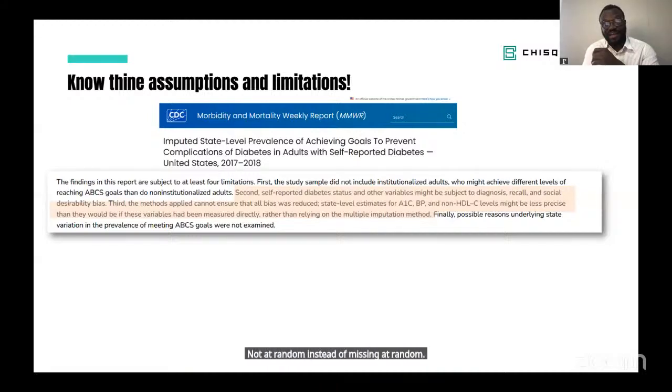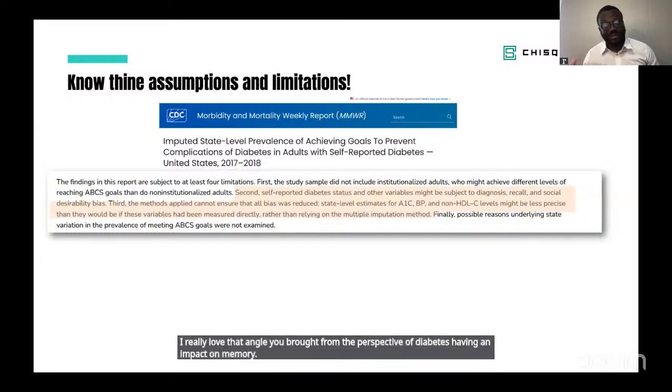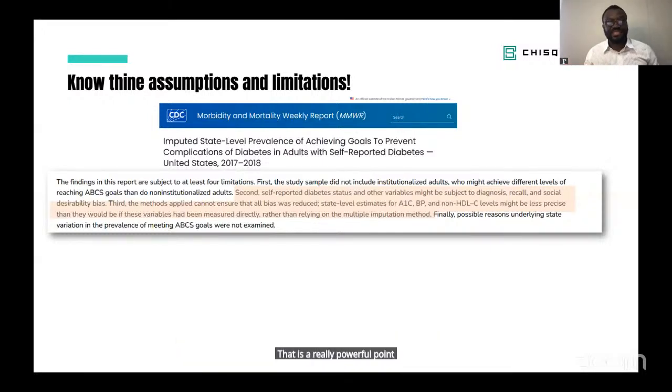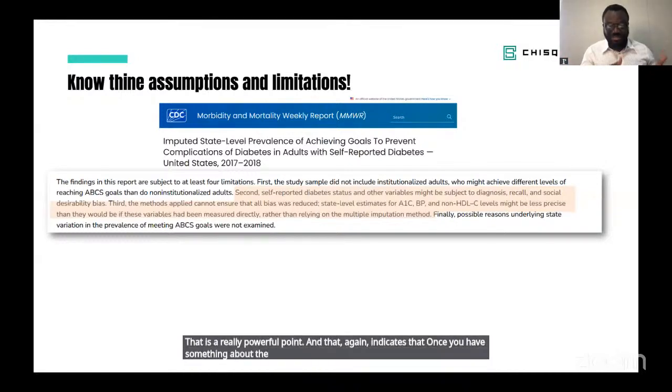I really love that angle you brought from the perspective of diabetes having an impact on memory. That is a really powerful point. And that again indicates that once you have something about the question contributing to missingness, well, it's no longer MAR. Yes, there are still some hands up. Let's hear other perspectives too.